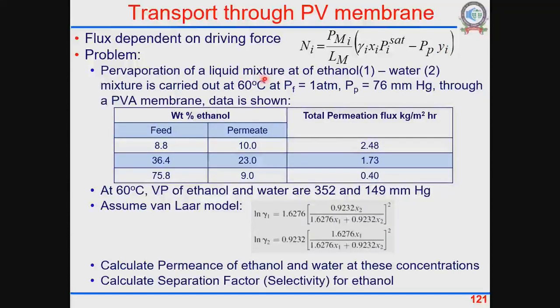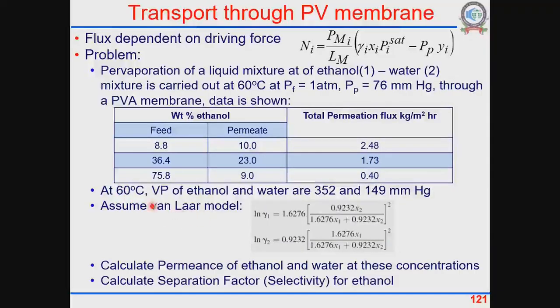Just to give you a problem: we have a liquid mixture, let's say ethanol and water. This separation is carried out at 60 degrees centigrade. Feed is at 1 atmosphere. So the feed is in liquid form on the feed side, and it is vaporized on the other side, the permeate side, through a PVA membrane. PVA is hydrophilic, with more affinity for water. Three situations are given. In the first, the feed side has 8% ethanol and the permeate side has 10% ethanol, weight percent. In the second, the feed side has 36.4% ethanol and the permeate 23 weight percent ethanol. In the third case, 75.8% ethanol on the feed side and 9% ethanol on the permeate side. The total permeation flux is given to you.